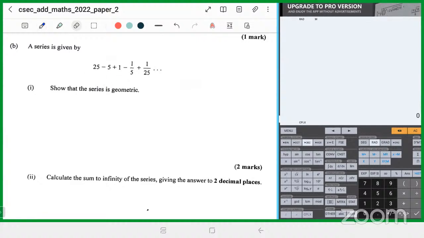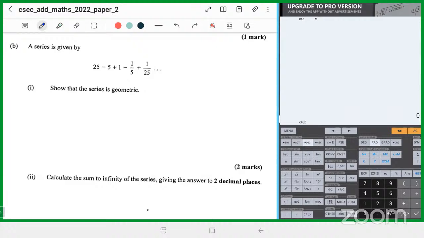It's a series. This is the first term. This is the second term. This is the third term. This is the fourth. I thought I was supposed to subtract 5 from the 25, then add the 1. No, this is a series.